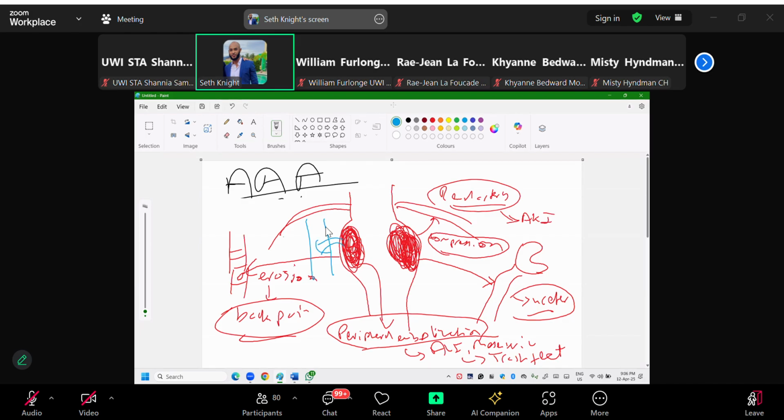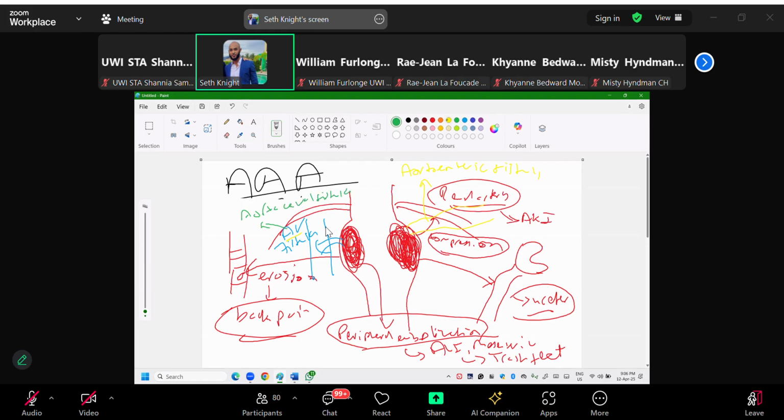Okay, this could also erode into your veins, and if it erodes into your veins, then you have an arteriovenous fistula. So it could erode into the inferior vena cava, right? It could also erode into, we'll put this in yellow, a small bowel. So this will be called an aortoenteric fistula if it goes into a bowel, and this will be called an aortocaval fistula because it's the vena cava, right?